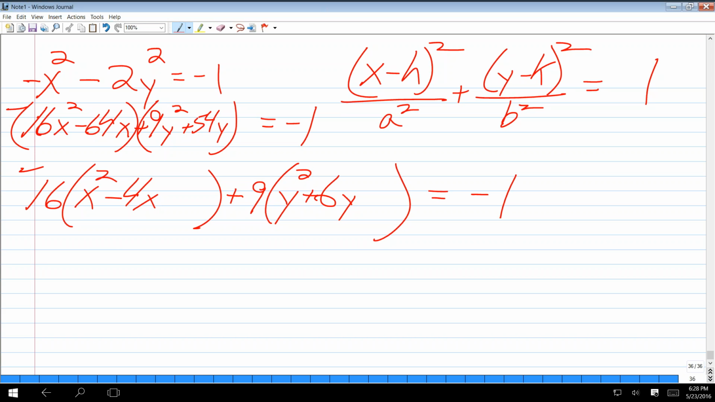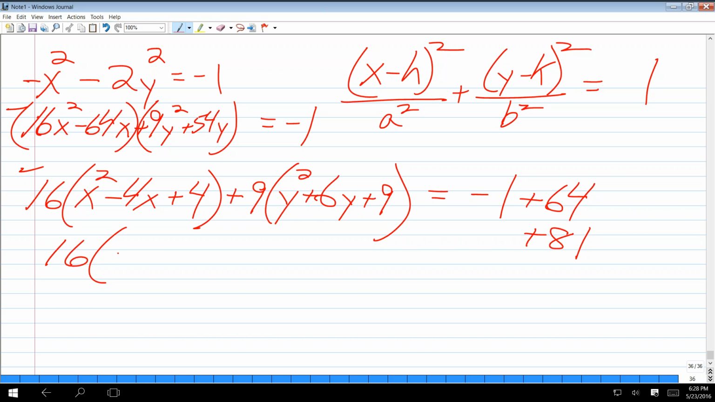Now, complete the square inside the x parentheses. So it would be plus 16. Remember, you take half of that and square it. Oh, so it would just be plus 4. Now, how much did I just add to the left side of the equation? 64. So I got to add 64 to the right side of the equation also. Now, complete the square on the y's. Plus 9. How much do I have to add over here? 81.